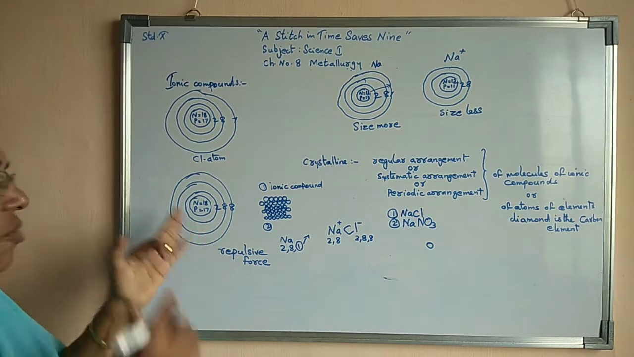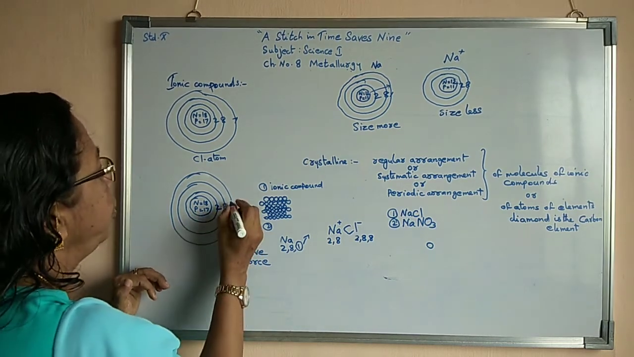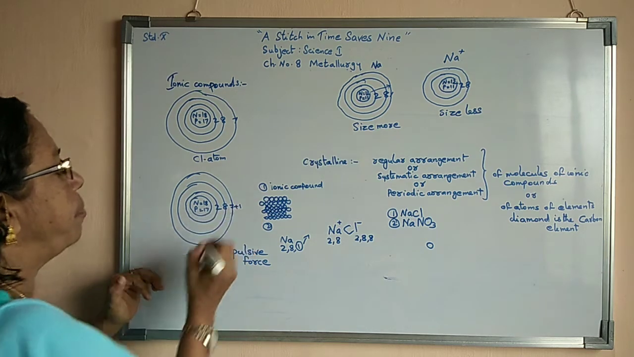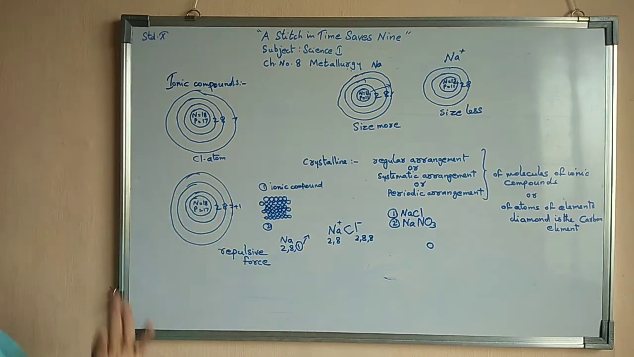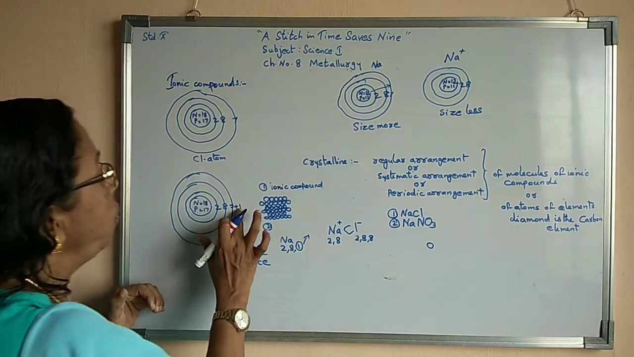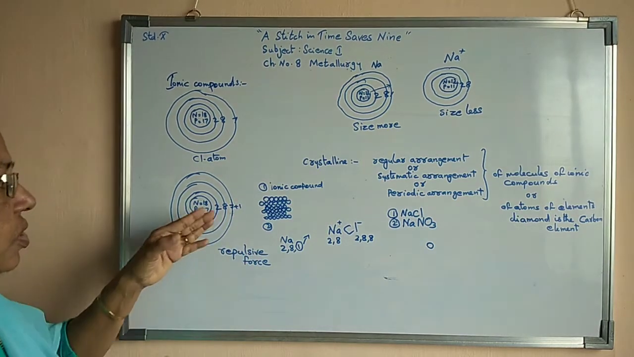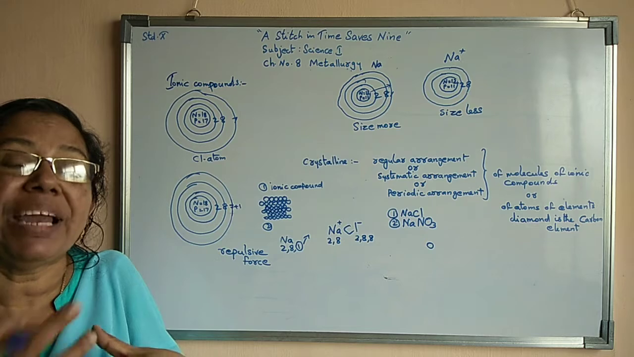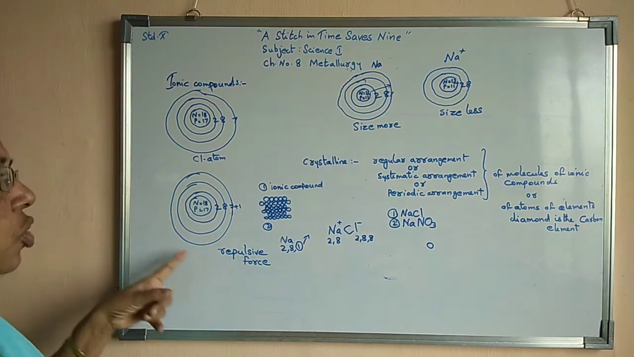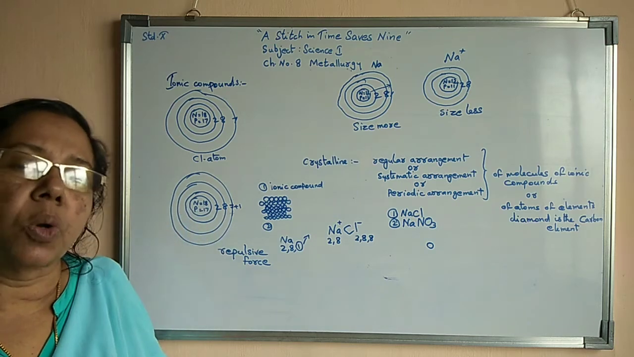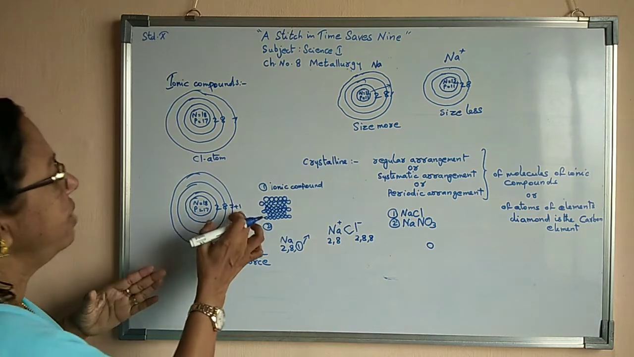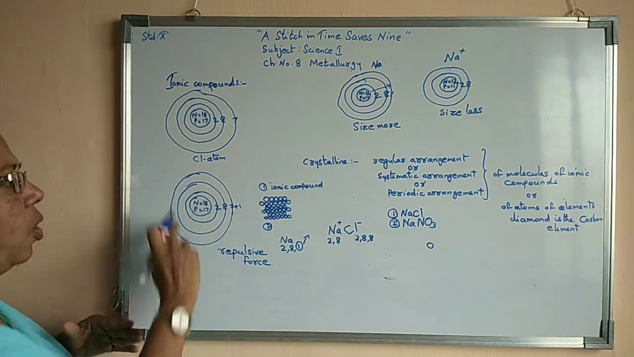Here actually what is happening? One electron is being added, so I am showing you that way, 7 plus 1. One electron is added here in the third orbit. As a result, the newly added electron shows some repulsive force with the electrons present in the outermost orbit of the chlorine atom. Now we can see that the newly added electron makes it a chloride ion.